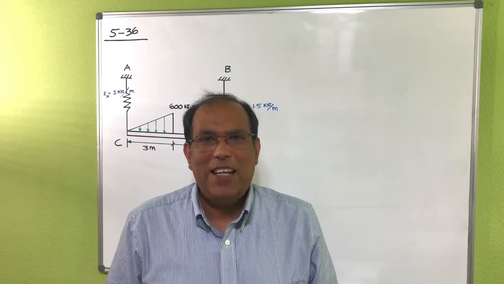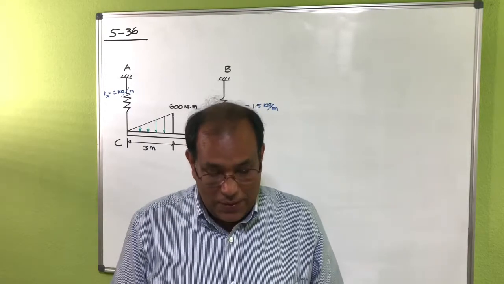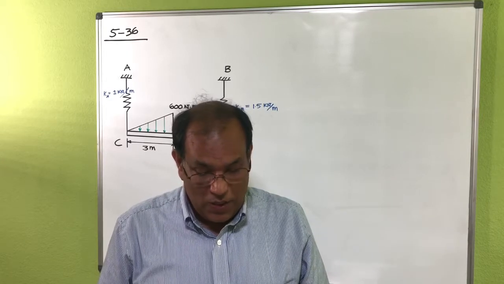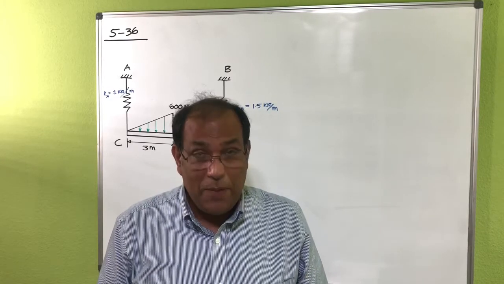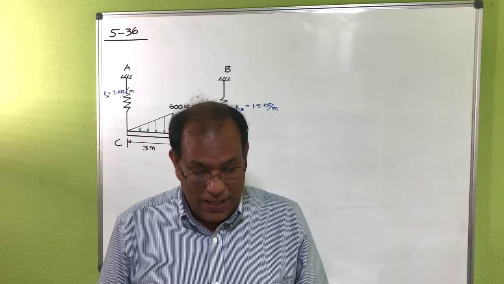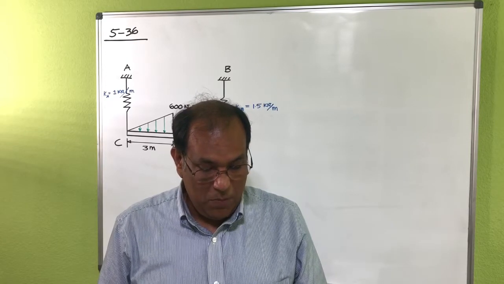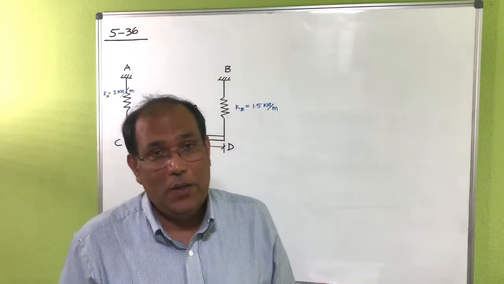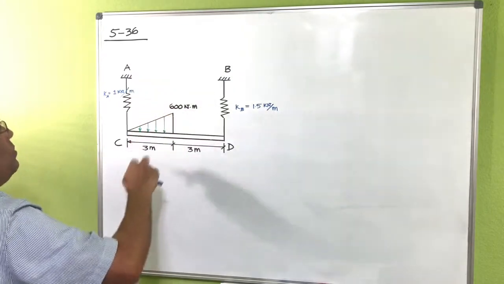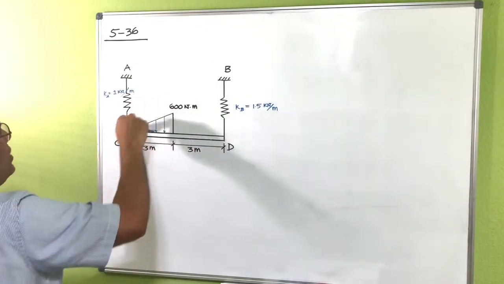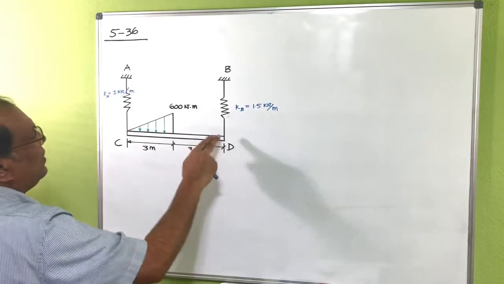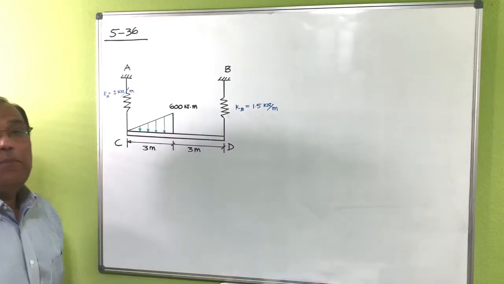Problem number 5-36. This one is saying that the beam of negligible weight is supported horizontally by two springs. If the beam is horizontal and the springs are unstretched when the load is removed, determine the angle of tilt of the beam when the load is applied. So that's that triangular load here, and because it's one-sided, this one is going to move vertically here and maybe a little bit here. Now we have to find out the tilt of this beam.